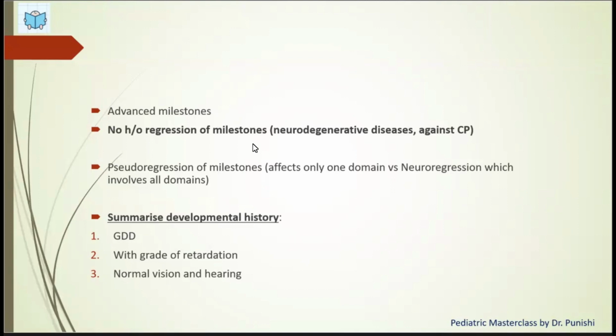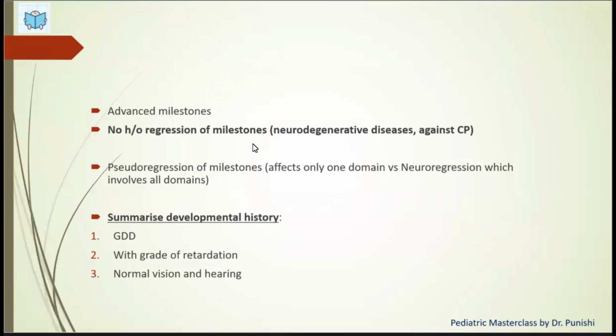Why is it so important? Because a regression of milestones points to a completely different set of diagnoses, which is the neuroregression disorders or neurodegenerative disorders, as we call it. CP is a static encephalopathy, so you will have delayed achievement of milestones in CP, but you will not see regression of milestones. So maybe the child will not be able to roll over at say 5 to 6 months. Maybe he starts rolling over at 1 year. So there will be delayed achievement of milestones, but you will never see regression of milestones.